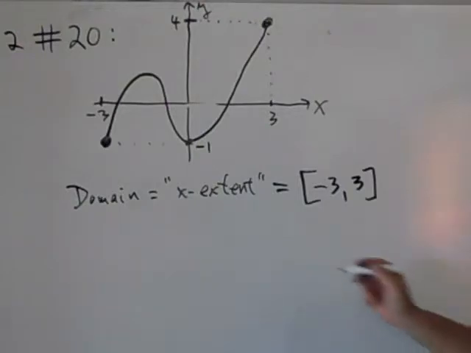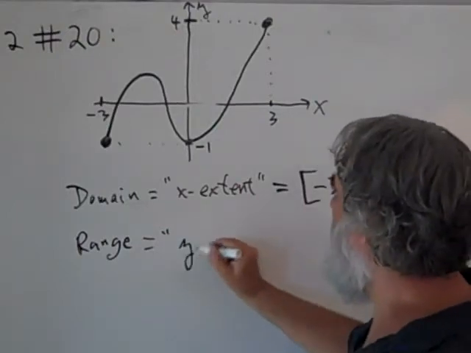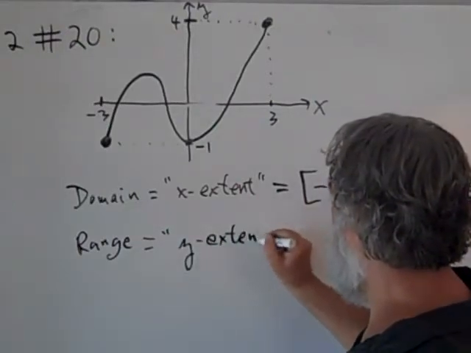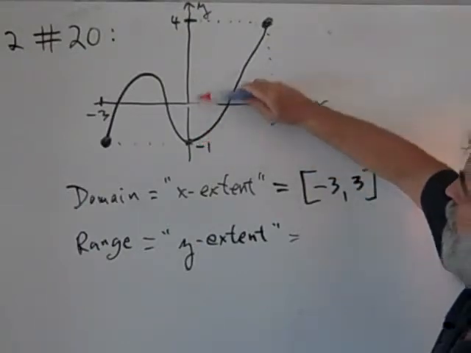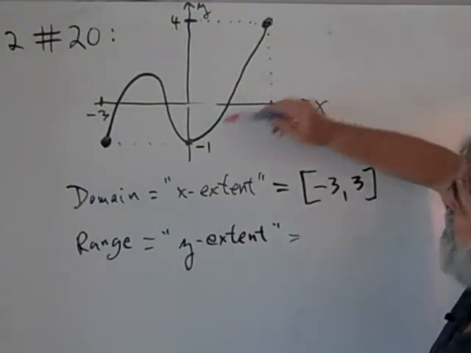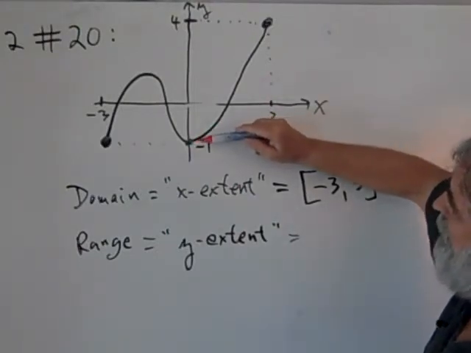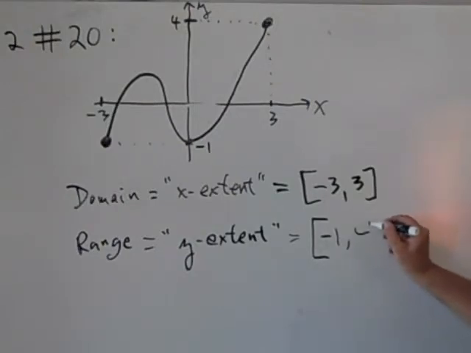They also want to know what the range of this function is. So recall that the range is essentially the y extent of the graph. So the y extent, look at what the values of y are that we have. It goes from -1 all the way up to 4, including 4 and including -1. So the range extends from -1 up to 4. So the range is the closed interval from -1 up to 4. Interval notation is convenient for this.